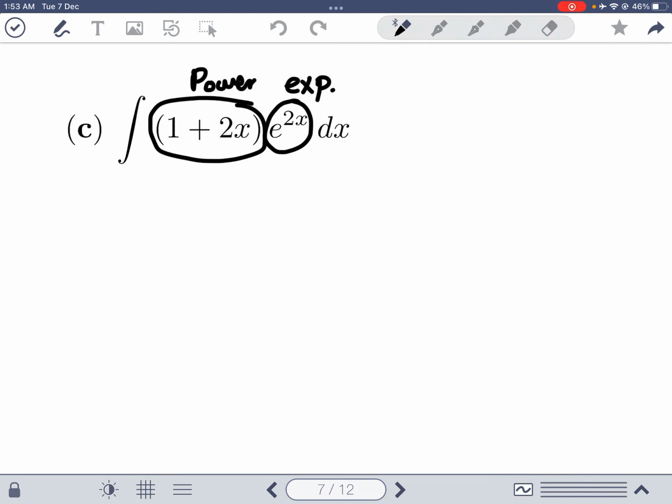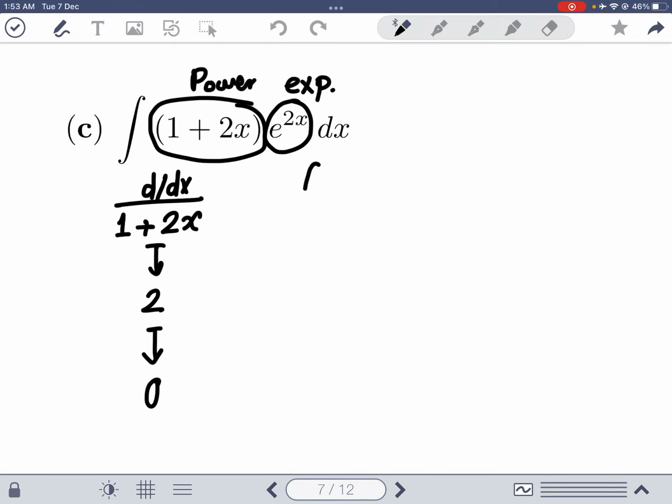You write the polynomial 1 plus 2x, and you start taking its derivatives. So what's the derivative of this? It's 2. And the derivative of 2 is 0. See, this is why we say you killed it, kind of. You killed the polynomial by taking derivatives.